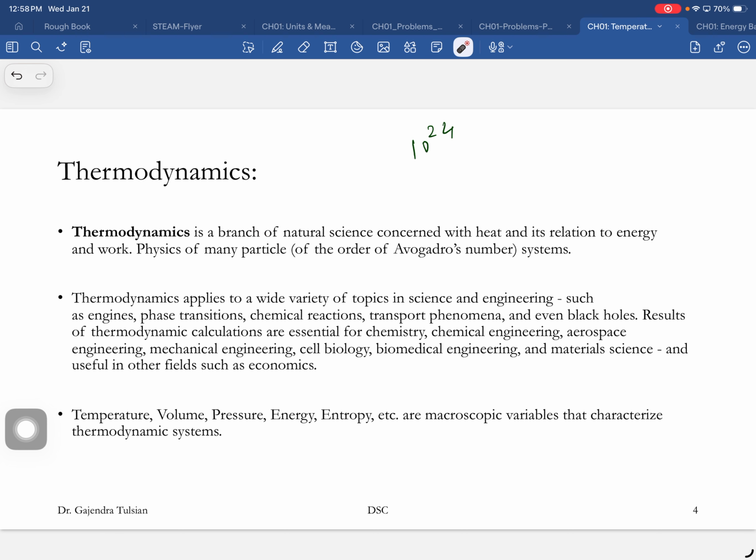Now it turns out that all these rules are useful in a wide variety of areas: heat engines, phase transitions, chemical reactions. If you want to understand any of these phenomena, you have to understand thermodynamics. They are essential for chemistry, chemical engineering, and all that. And even in economics, rules of thermodynamics have been used.